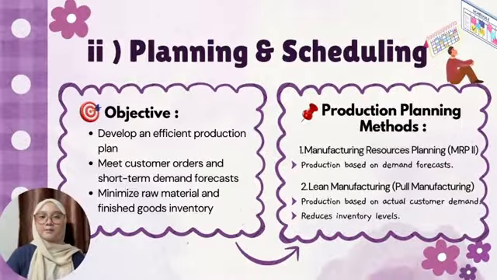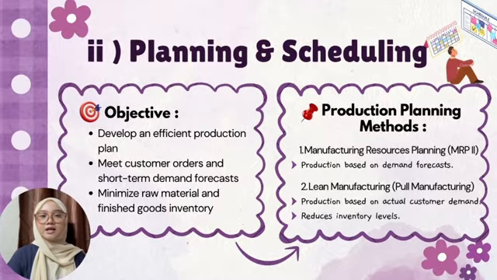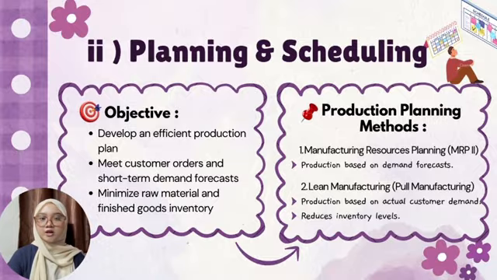Next, I will explain about planning and scheduling. Planning and scheduling is the process of planning what product needs to be produced, how many units should be produced, and when they should be produced. The main objective is to ensure the company can meet customer demand while avoiding too much inventory, which can increase storage costs. There are two methods of production planning.